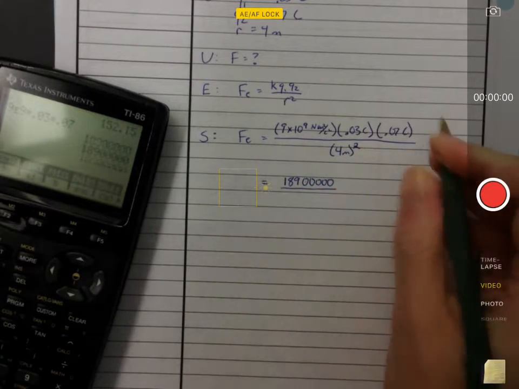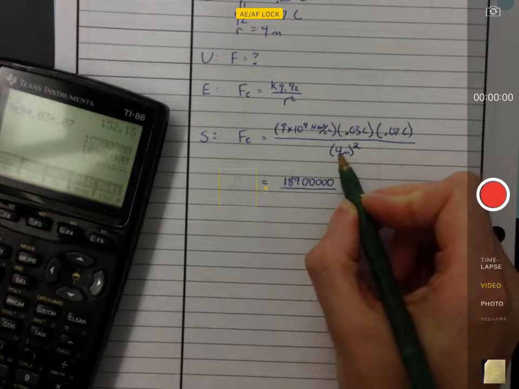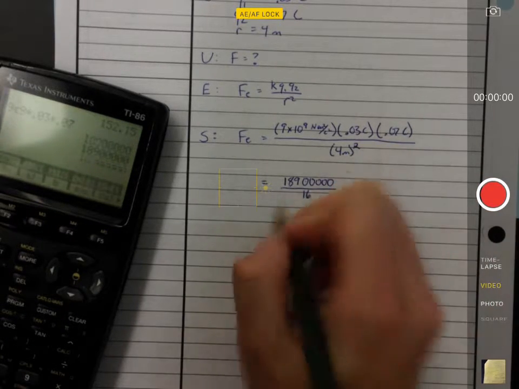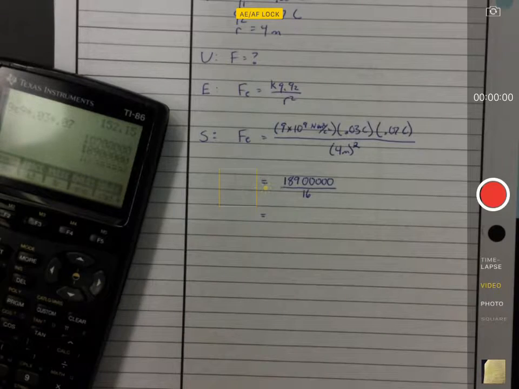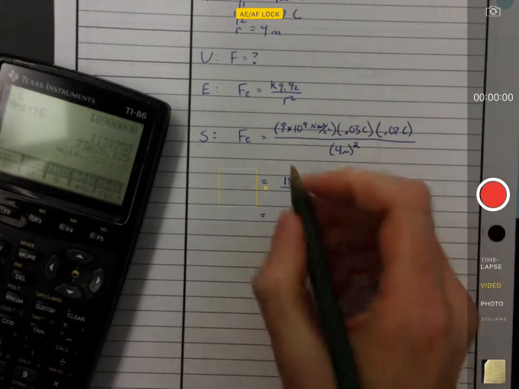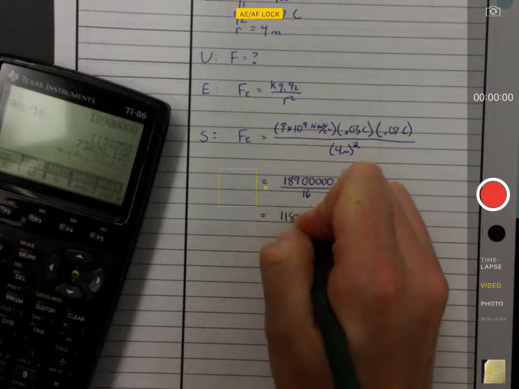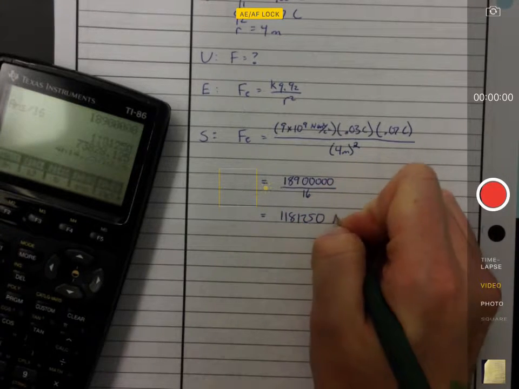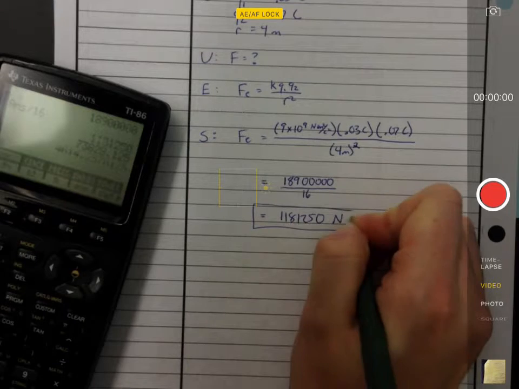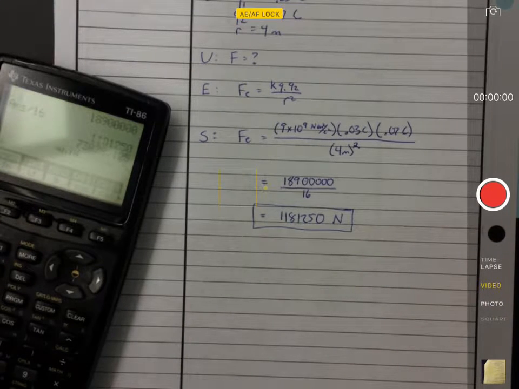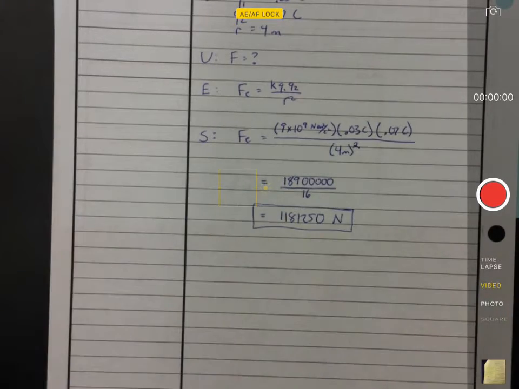Now I have to divide that by the number on bottom, which is 4 squared, which is 16. So that's what I got to plug into my calculator. That number divided by 16, and I get 1181250 newtons. Okay. Yeah, that's a pretty big number. That's a lot of force. I mean, I only weigh 660 some odd newtons, so that's a pretty big value right there. Okay, so that is an example right there.